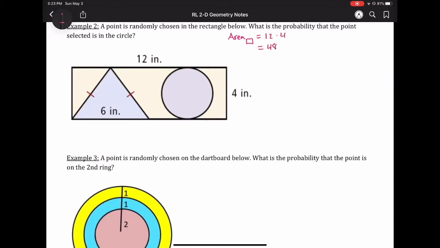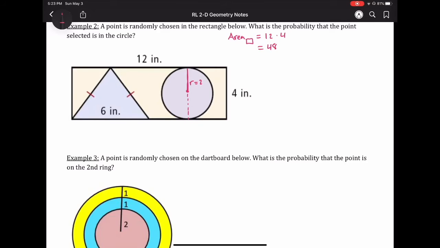All right, so I have my rectangle. Now it says the probability that the point selected is inside the circle. So I don't have to worry about that triangle over there. I'm just going straight to the circle. I know because the circle is the exact same height as the rectangle that the diameter is equal to 4 inches. So if I want specifically the radius, I have to divide the diameter by 2, so the radius is equal to 2. 4 divided by 2 is equal to 2.